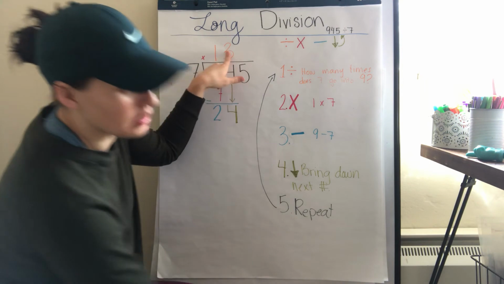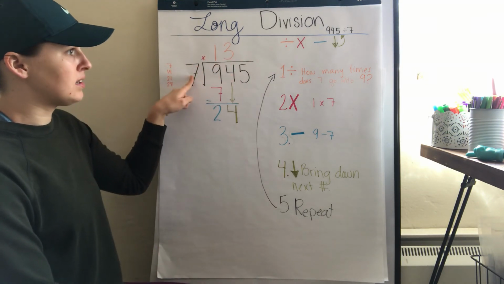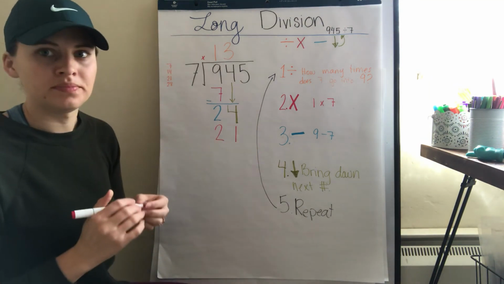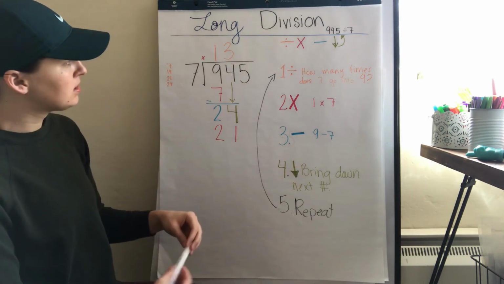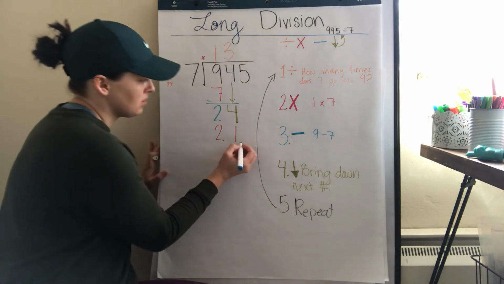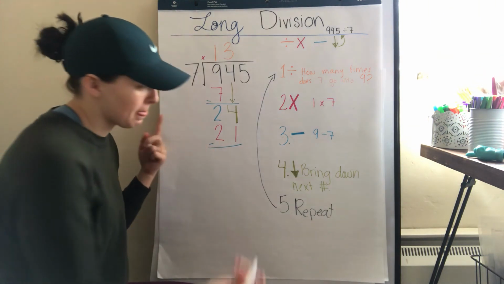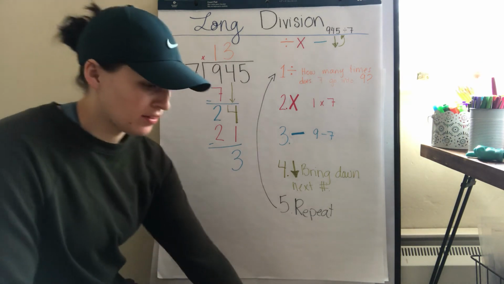Now we multiply. 3 times 7 is 21. Now we subtract. 4 minus 1, 3. Now we have to bring it down.